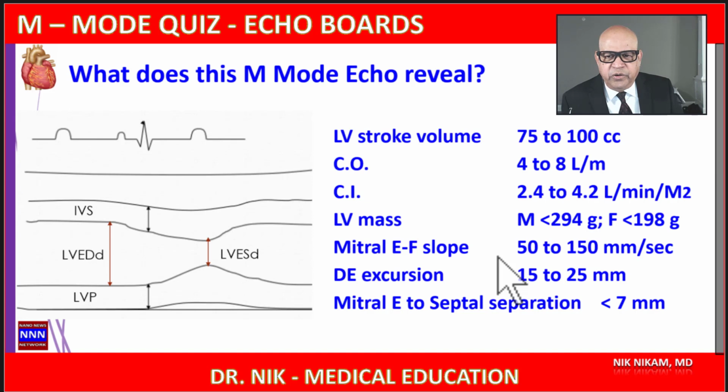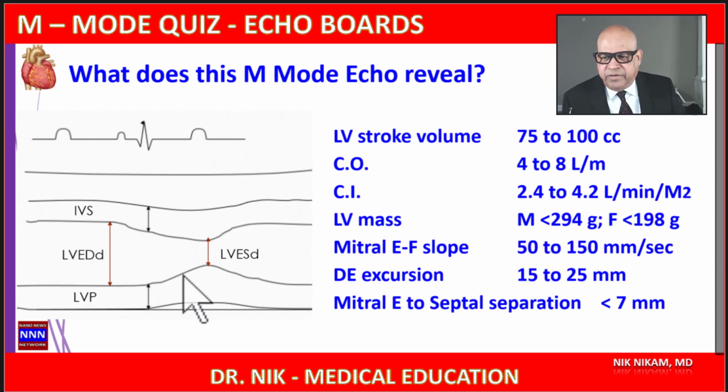A few more measurements with reference to the left ventricular M-mode. We can measure the stroke volume, which is between 75 and 100 cc. The cardiac output is generally 4 to 8 liters per minute, and the index is about 2.4 to 4.2 liters per minute per meter square. We can also calculate the LV mass. The LV mass should be less than 300 grams in men and less than 200 grams in females. This is an important board question.